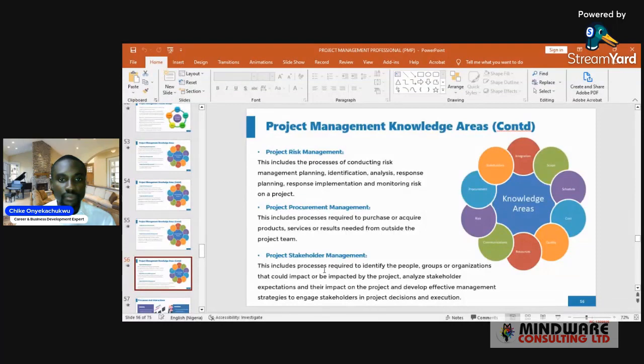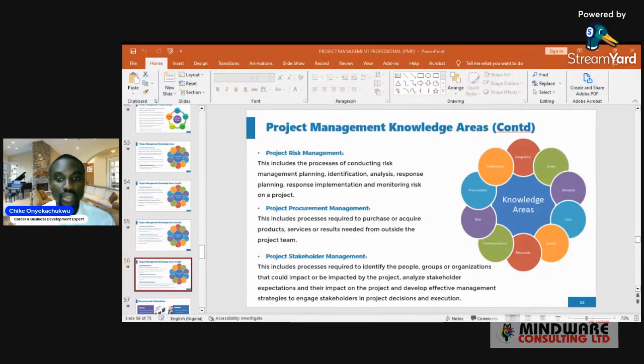So next is project stakeholder management. This includes the processes required to identify the people, groups, or organizations that could impact or be impacted by the project, analyze stakeholder expectations and their impact on the project, and develop project execution. Okay, every project has what we call stakeholders.